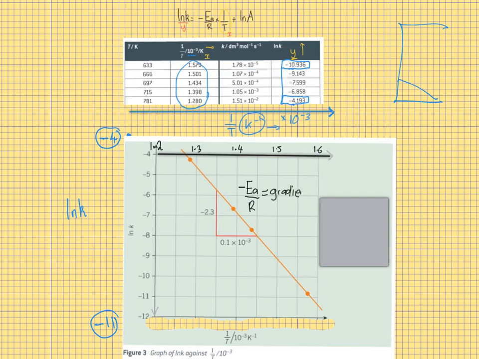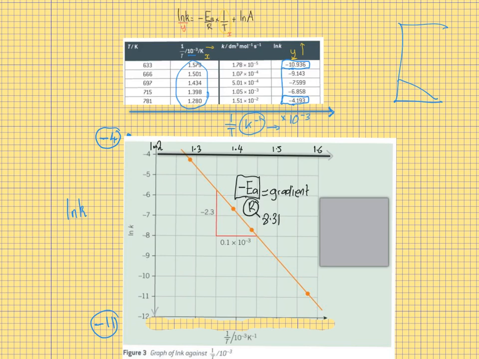And therefore if we can get the gradient, we can rearrange this equation, because we know that R equals 8.31 joules per Kelvin per mole, because that's the gas constant. We can work out the value of negative EA, and therefore we can find the value of the activation energy. So a quick recap of how you do gradients again.